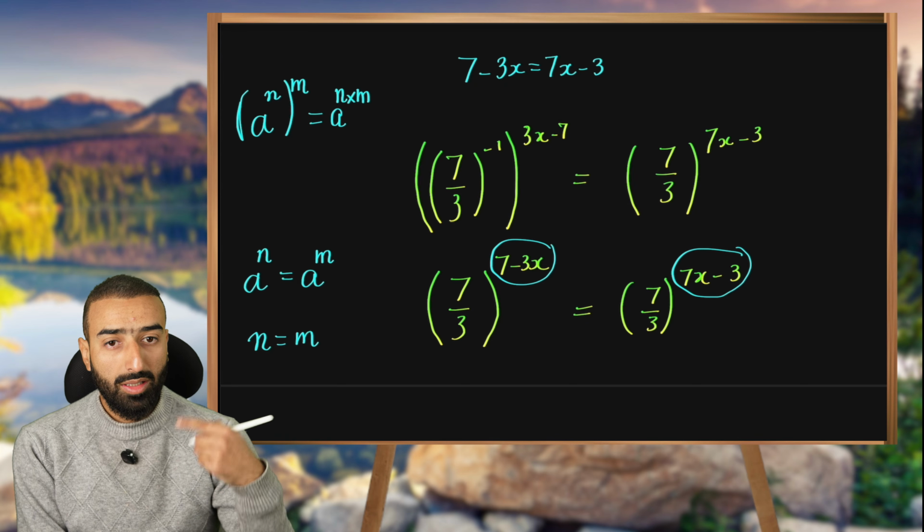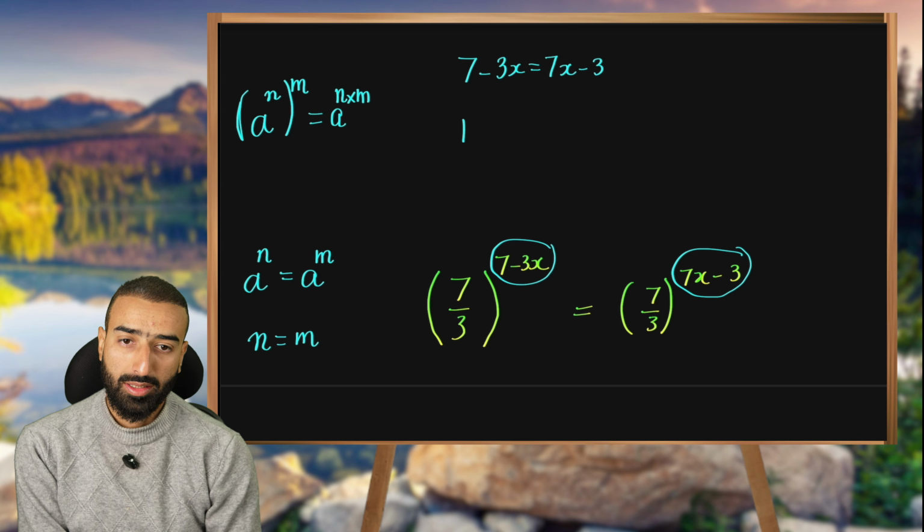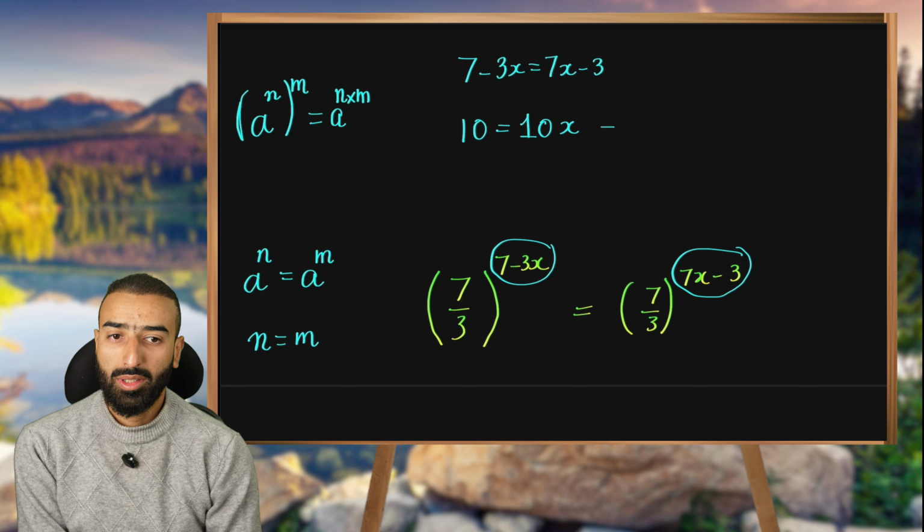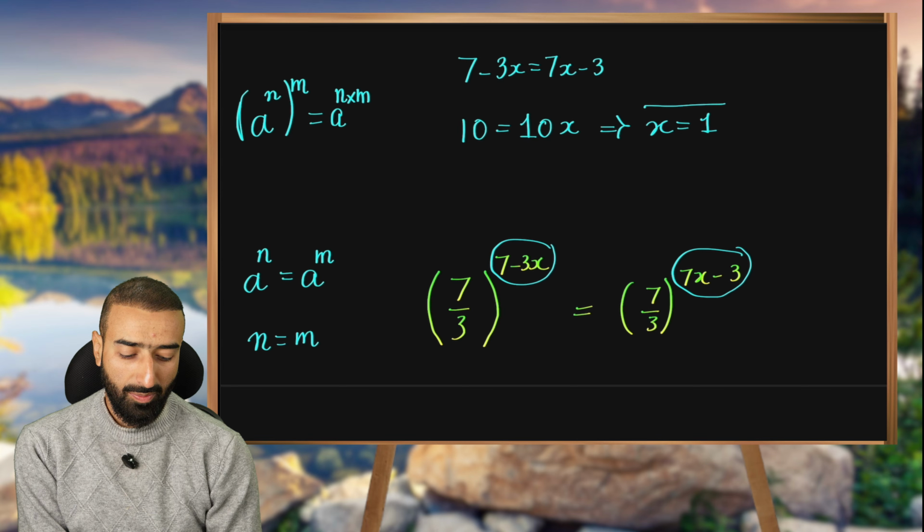Now we can solve this equation. We would get 10 equals 10x. What does that mean? This implies x must be equal to 1. And that completely solves our problem.